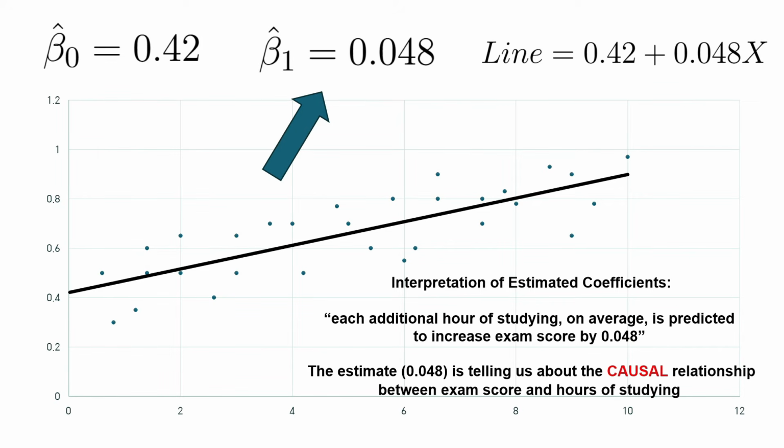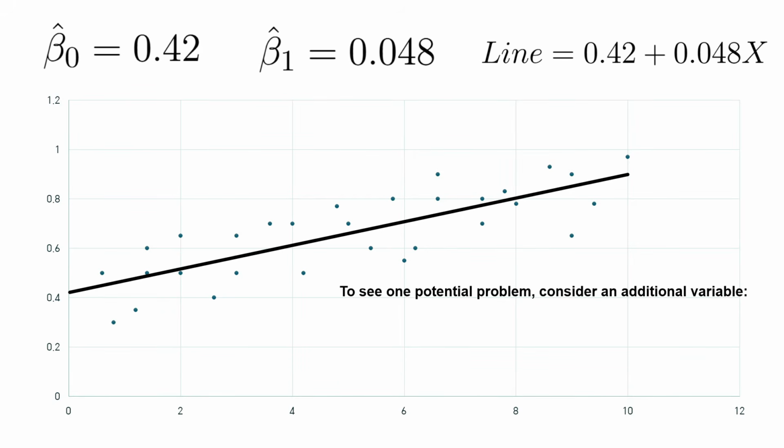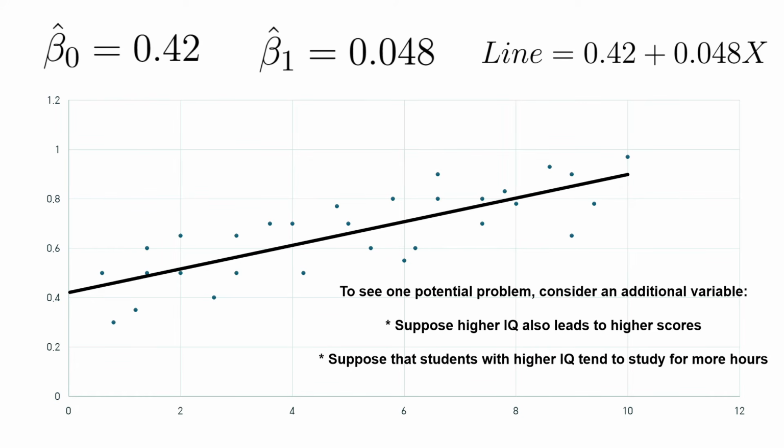Unfortunately, in reality, finding a causal relationship between two variables is a difficult task in many cases. I'll briefly go over an example of how we may have misinterpreted the causal effect of our study on exam scores. To see one potential problem, we're going to consider an additional variable. First, suppose that higher IQ also leads to higher scores. And also suppose that students with higher IQ tend to study for more hours.